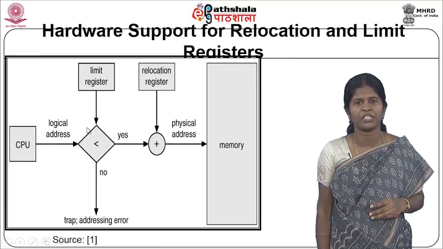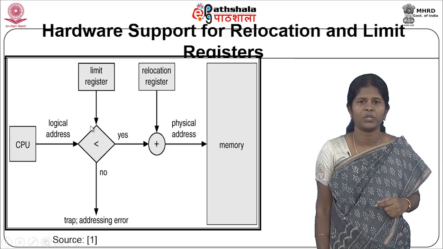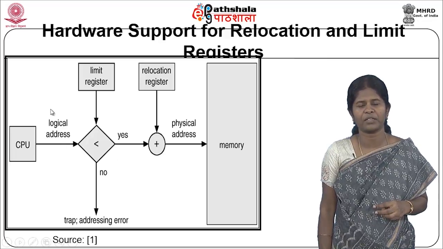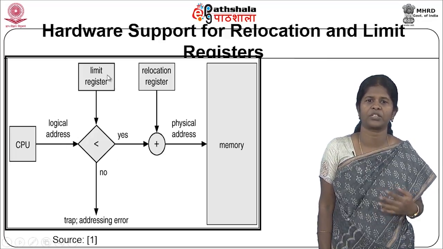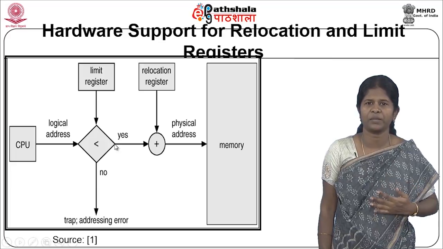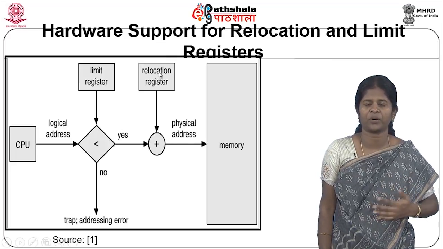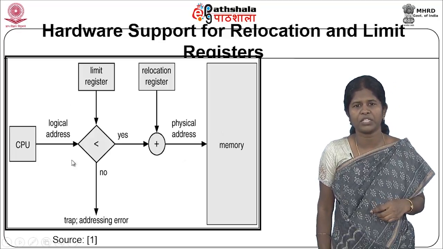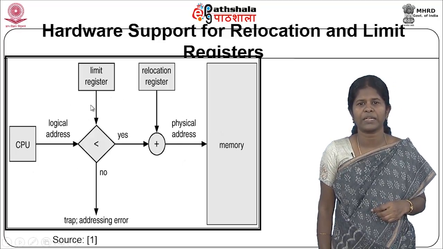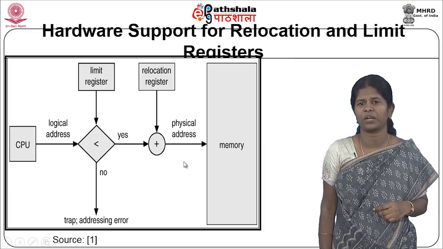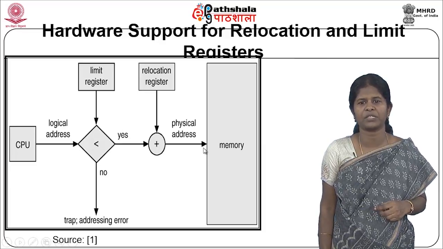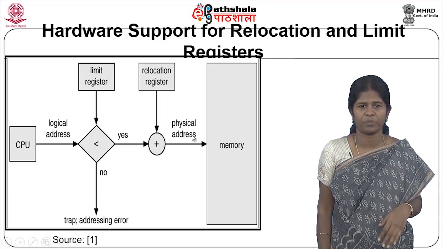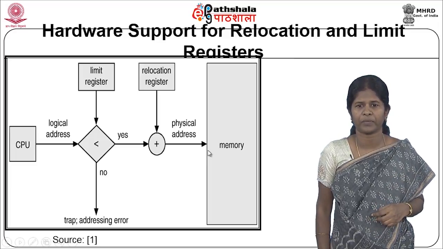So, any address that is generated for a particular process is checked with the limit register value for that process. That is, you check if the address generated is less than the limit register value. If it is less than the limit register value, then you add it with the relocation register to get the actual physical address. So, any address that is generated for this particular process is checked if it is within its limits only, and only if it is within its limits, then the actual addressing is done, or you locate to that particular memory.